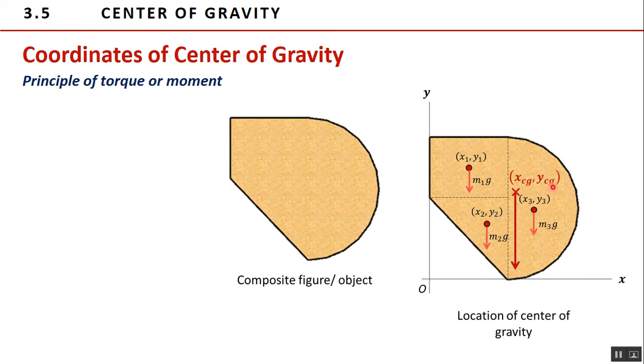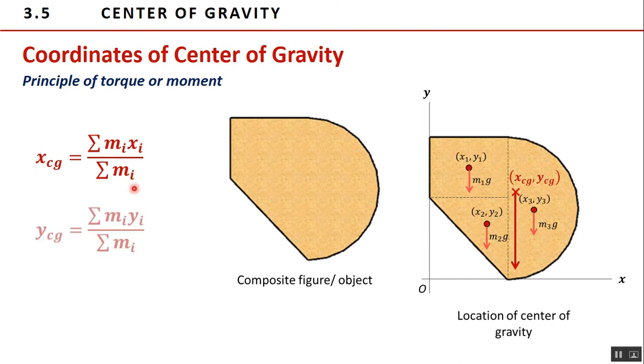Using the principle of moment, the product of the total mass and its coordinate is equal to the summation of the product of the mass of each smaller body and its coordinate. Therefore, the x and y coordinates of the center of gravity of the system are expressed as the summation of the product of the individual mass and the x or y coordinate of that mass, all over the total mass of the composite body.